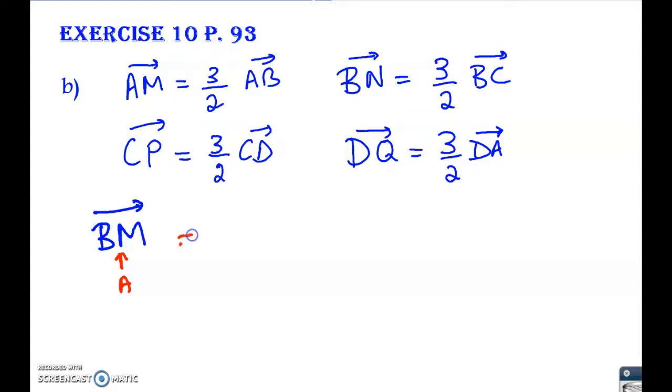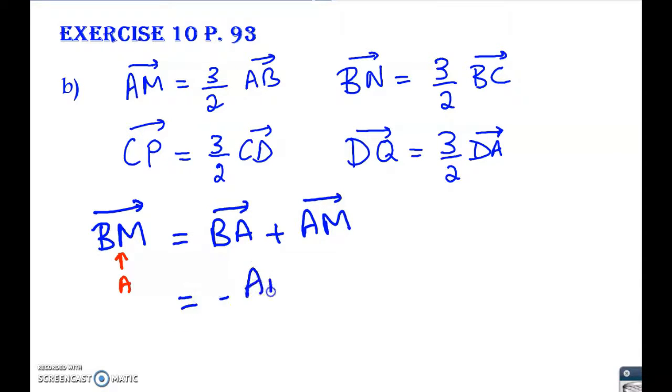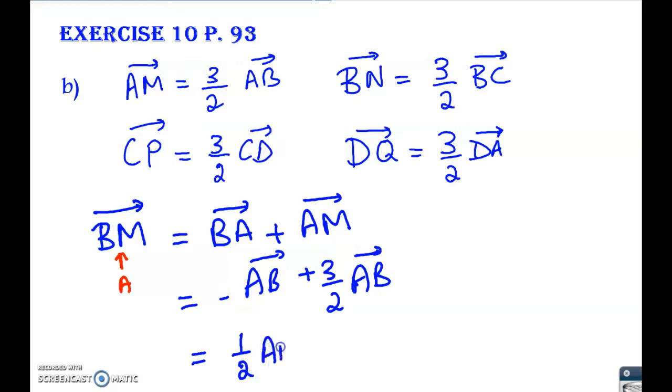Okay, so first, if I insert here letter A, I would get BA, which is minus AB, plus AM. This is what we want, because we want everything in terms of AB. So BA is simply minus AB, and AM is given to be 3 over 2 AB. Now, minus 1 plus 3 over 2 is 1 over 2. So this becomes 1 over 2 AB. Okay, so you treat vectors as you treat x, for example. If you have minus x plus 3 over 2 x, you get 1 over 2 x.